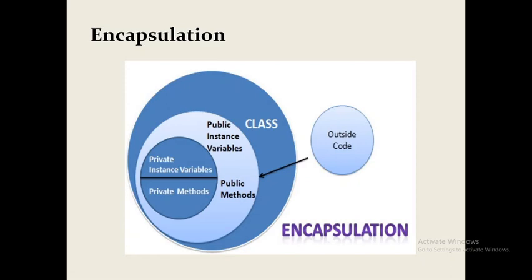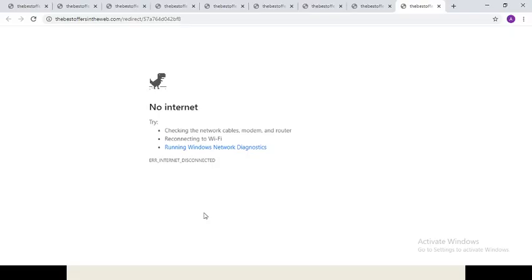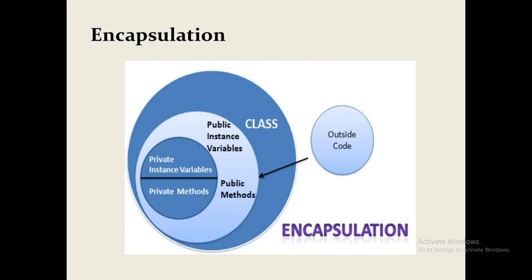The way we define our data members and member functions determines how that entity will be accessible to the outside world. If it is public, it is accessible to the outside world. If it is private, the access is restricted, that is, the content of that entity cannot be accessed by the outside world. So that is encapsulation.